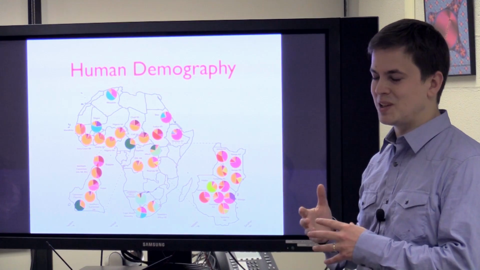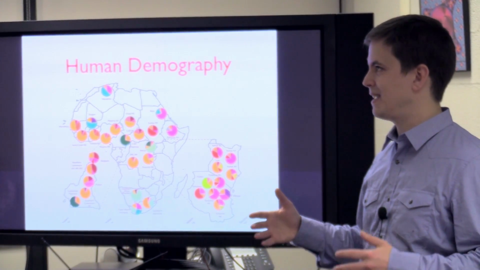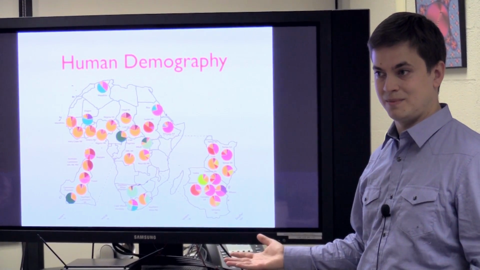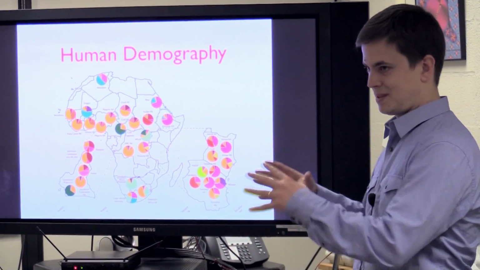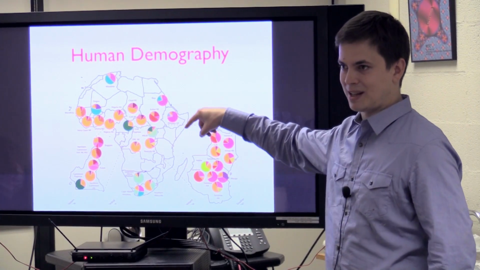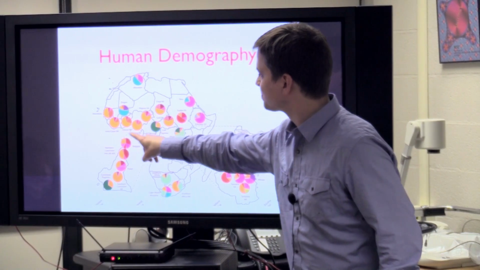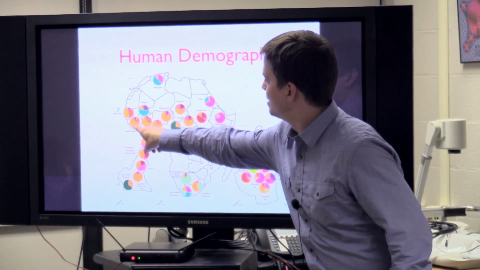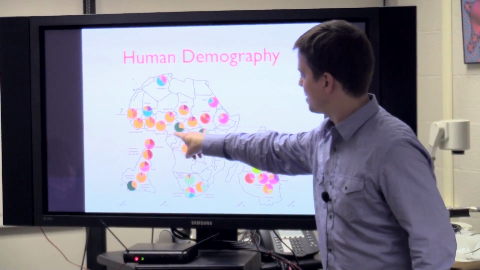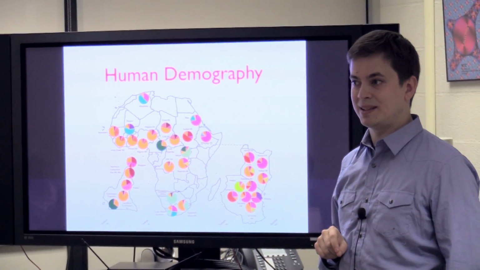And the way this works is you plug your genetic data into a software package. You say, I think that there are 10 groups that produced this genetic data, partition it for me, and then you can make these plots. So over here in West Africa, all these big pieces of orange pie are probably Bantu ancestry.